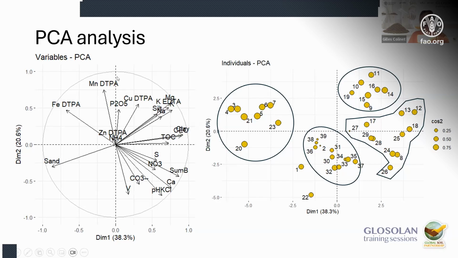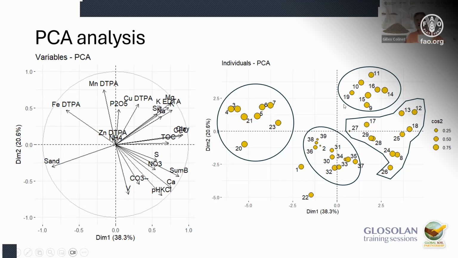And then you have a second dimension. If you look in that direction, you see that here in the upper part, you have a pressure of iron, manganese, copper, phosphorus. And at the lower part, you have the pH, calcium, carbonates, and so on. So you will find here the more basic points, and here the less basic points. Here you will find the higher content in manganese and iron DTPA, and here you will find the lowest.